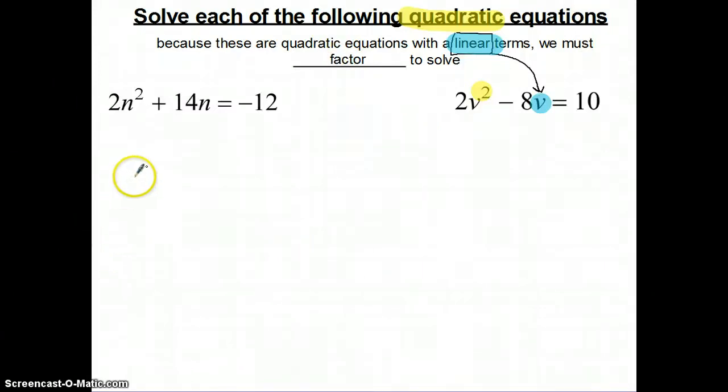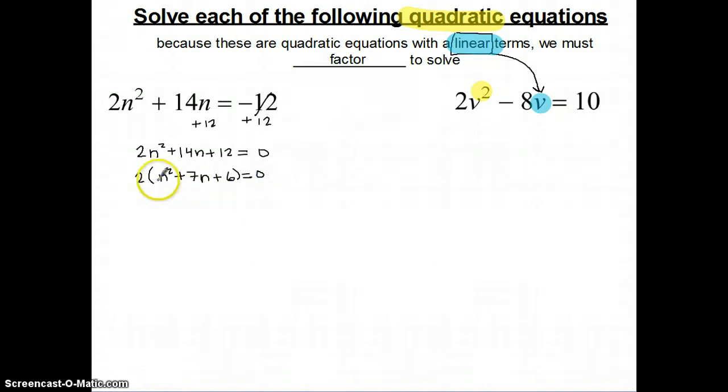to solve them. So to factor this first one, I need a 0 on one side, so I add the 12. I end up with 2n squared plus 14n plus 12 equals 0. I start factoring by taking out the greatest common factor, which is 2, leaving me with n squared plus 7n plus 6. And that still equals 0. I then use my diamond on this trinomial inside. On the top of the diamond, I have a 6. On the bottom, I have a 7.